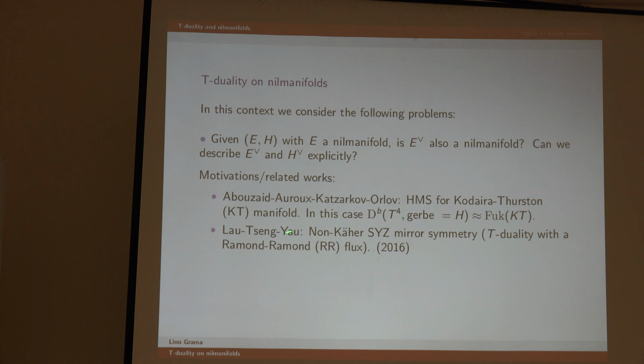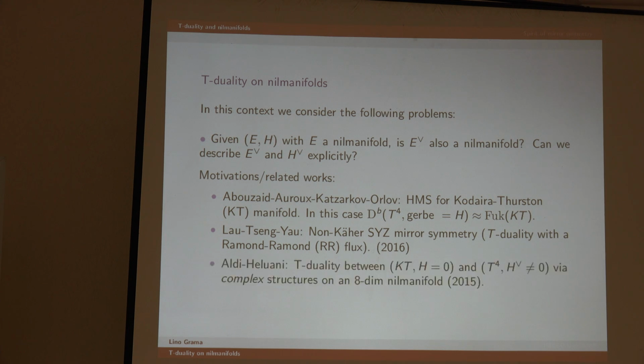Then there is a recent paper on non-Kähler SYZ mirror symmetry by Lau, Tseng, and Yau. These three consider T-duality to construct this example of non-Kähler mirror symmetry, but the T-duality they consider is different from ours. It is an RR flux. They don't consider the three-forms in the duality. It's exactly the same in the fibers, but they don't consider the H form.